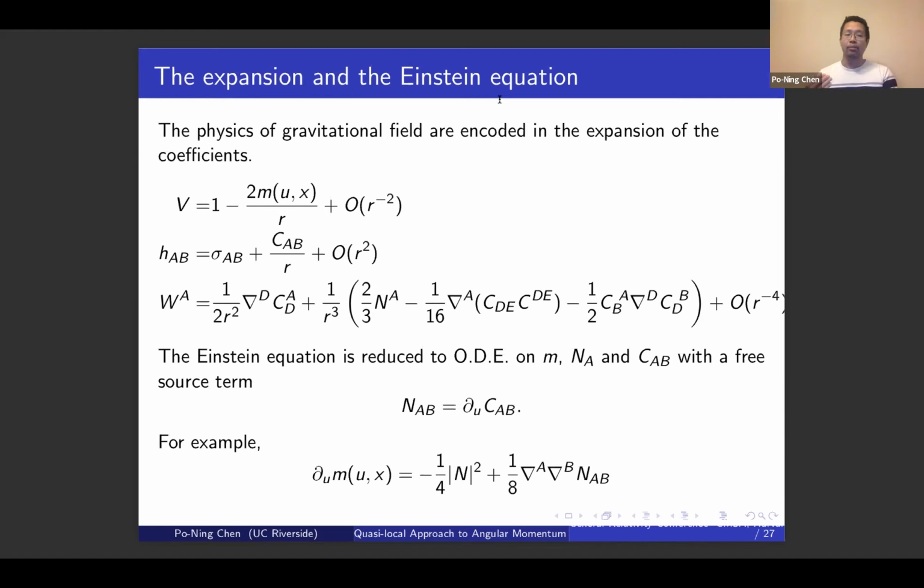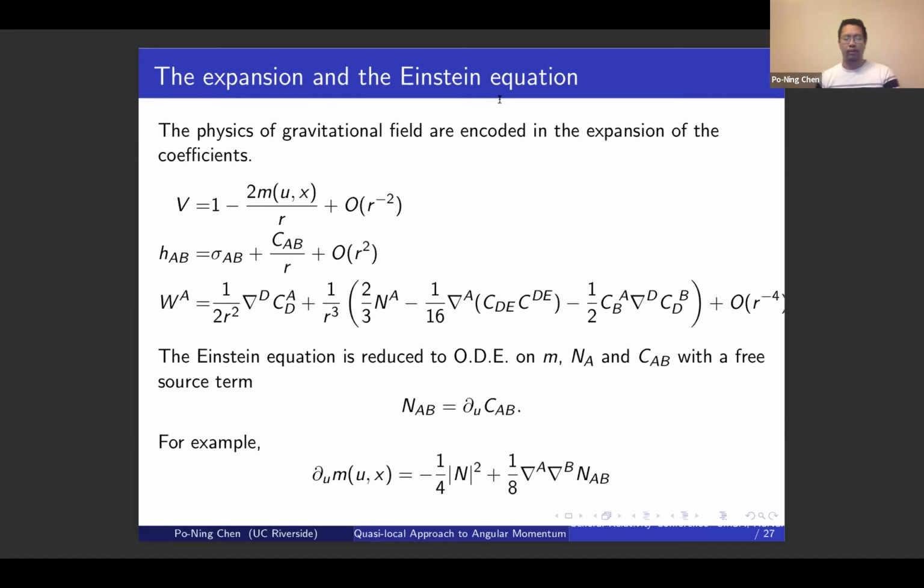Now, once we start to evolve such data to a different level set of u, then again, the remaining Einstein equation reduces to ODEs in u. Okay? There is a sort of free source term. The derivative of C_AB in u is something that one can choose freely, okay? Which is called the news tensor. Every other thing, including those mass aspect and angular momentum aspect, which are free things that you can choose on a slice, the evolution is fixed by this news tensor.